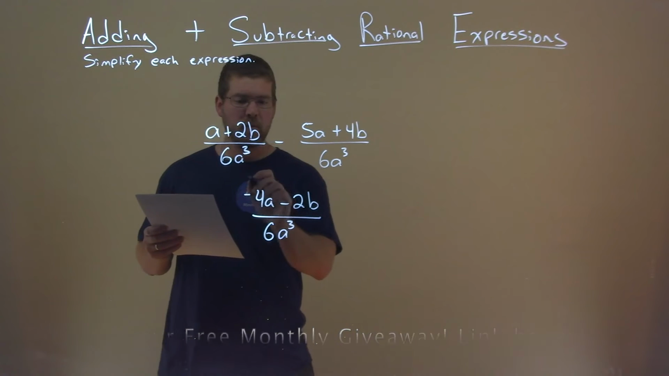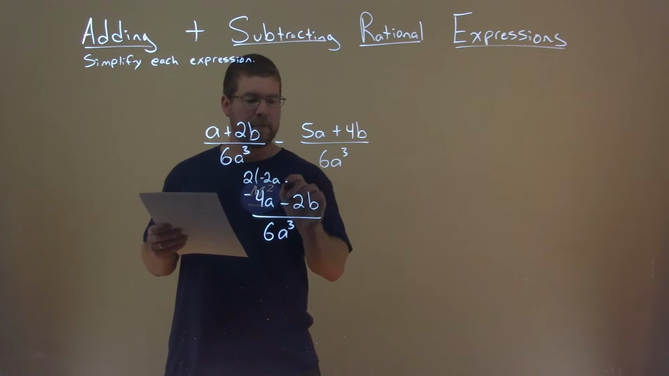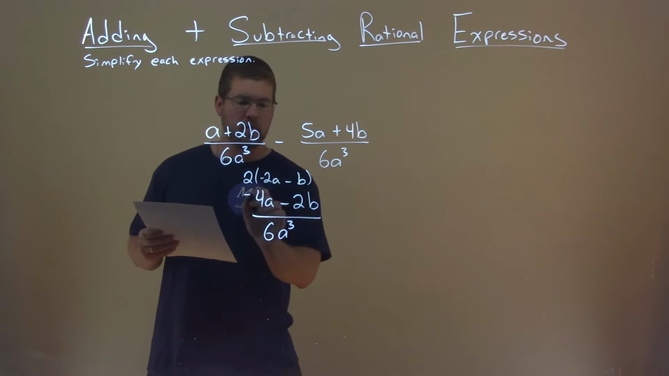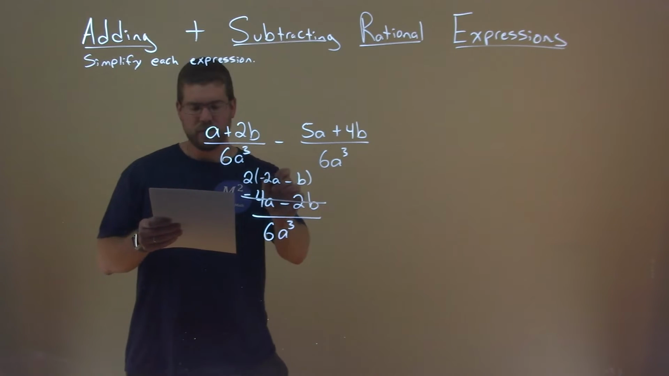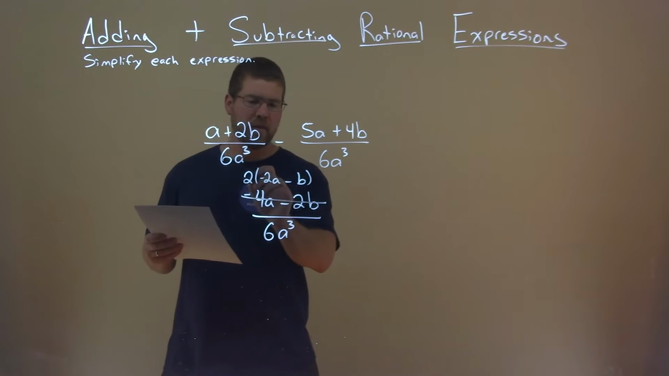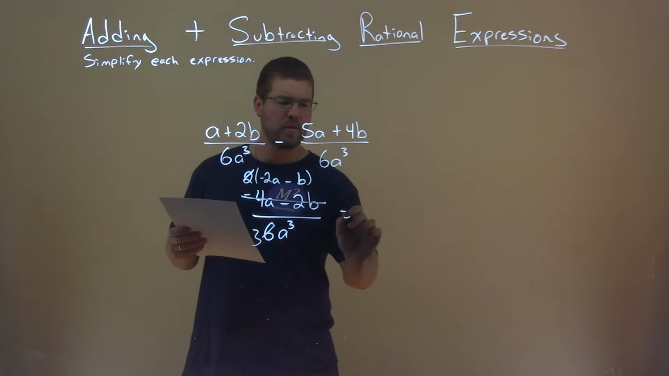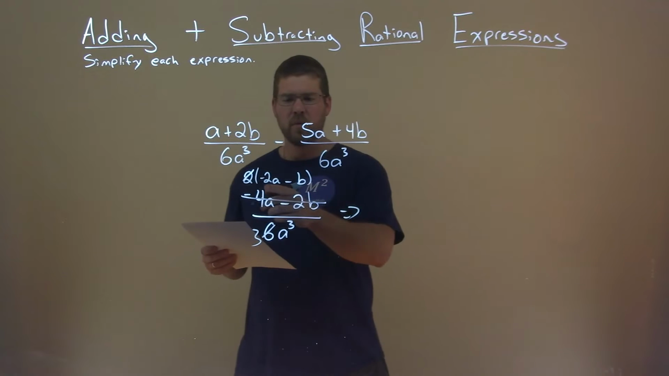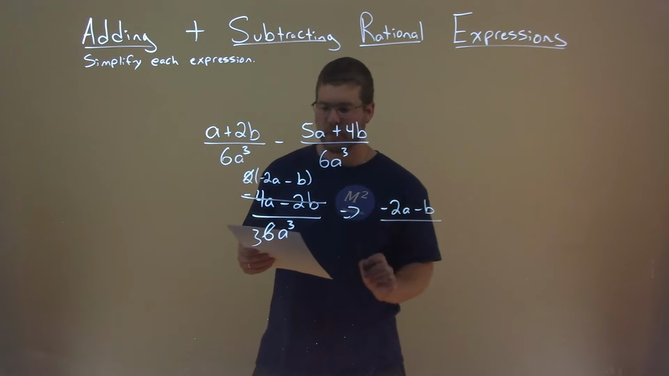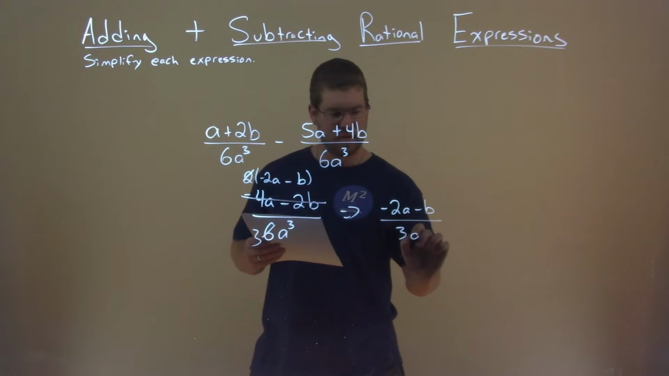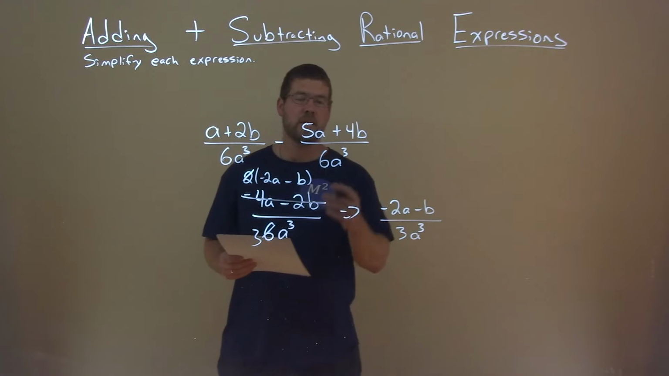If we pull out a positive 2, I'm left with a negative 2a minus b. So if we replace that right here, we have 2 times (negative 2a minus b). And now this 2 can go into the 6 three times. So we're left with negative 2a minus b in the numerator, and the denominator just 3a to the third power. And so that is our final answer.